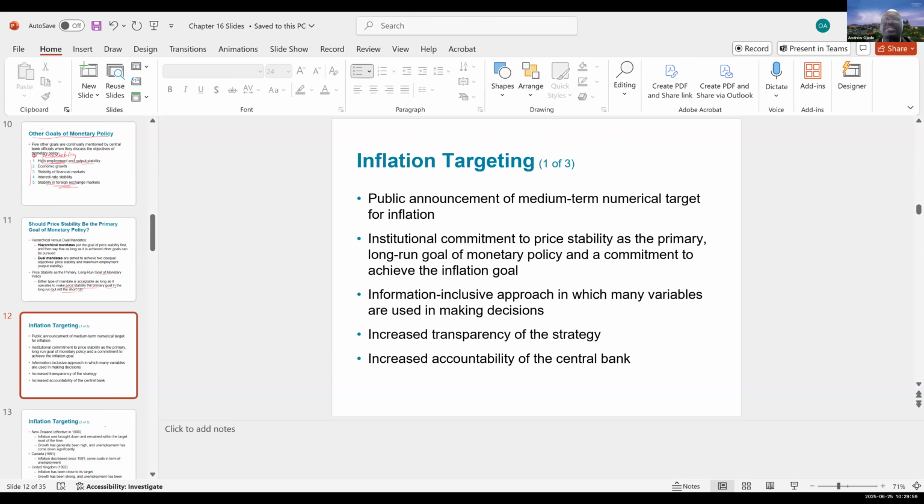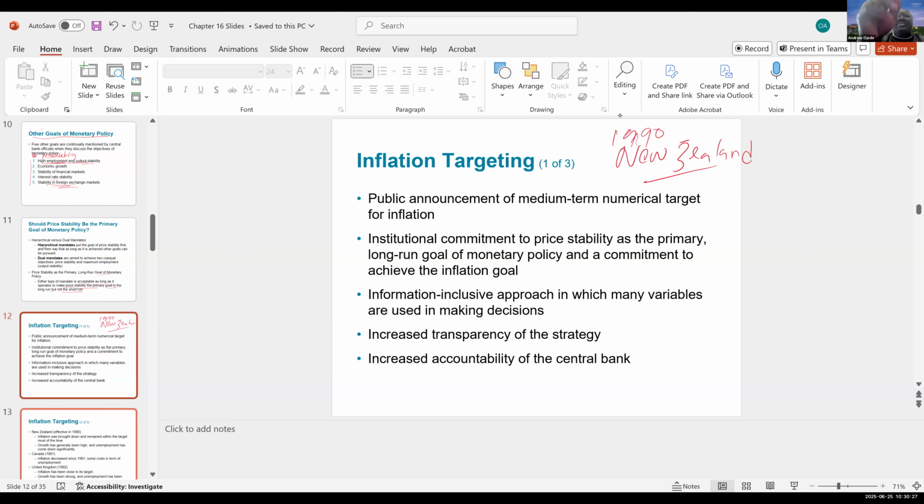Okay, so now let's talk about inflation targeting. Inflation targeting is one of the hybrid new policies that many central banks around the world started implementing. It started in 1990 in New Zealand. The Reserve Bank of New Zealand was the one that started implementing what? Inflation targeting. What is inflation targeting?